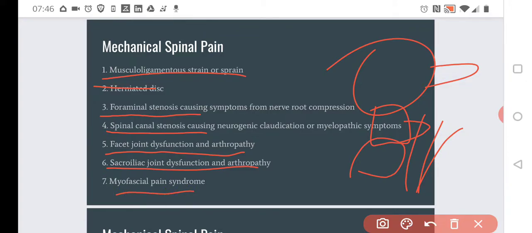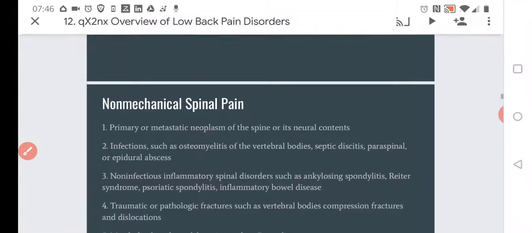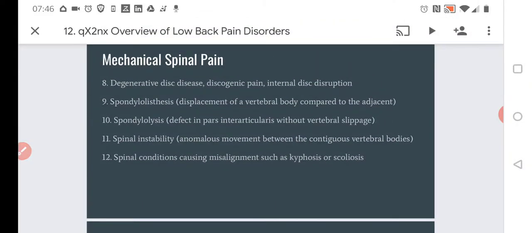Myofascial pain syndrome. Generally the muscles are covered by fascias. The fascias are this ligamentous-like structure built from connective tissue that is around the blood vessels and the muscles, and they may be painful, and the connection between muscles and those also can be painful. Degenerative disc disease, discogenic pain, internal disc disruption. Generally we are all talking about the same thing, but in different words.